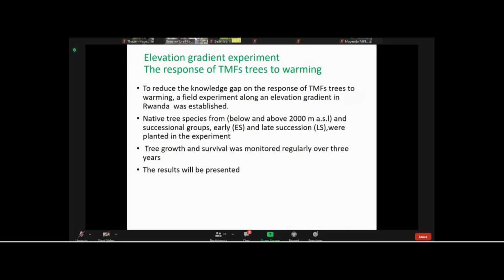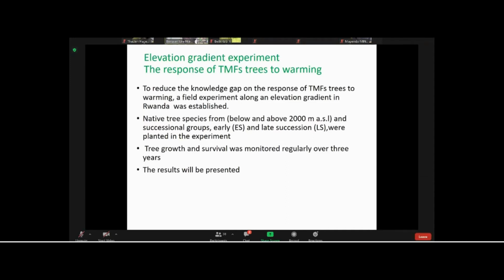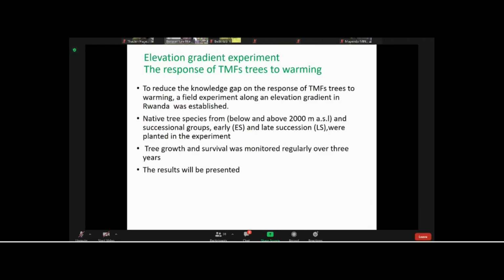And the second part, as I have told earlier, is the experiment. The experiment has been established in order to reduce the knowledge gap on the response of tropical mountain trees to warming. And native tree species from below and above 2,700 meters above sea level, and from different successional groups, early succession and late succession, were planted in the experiment.